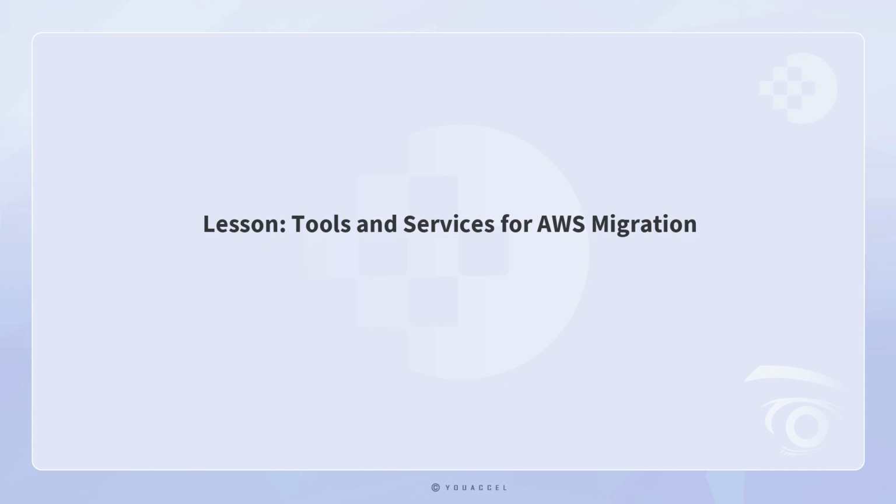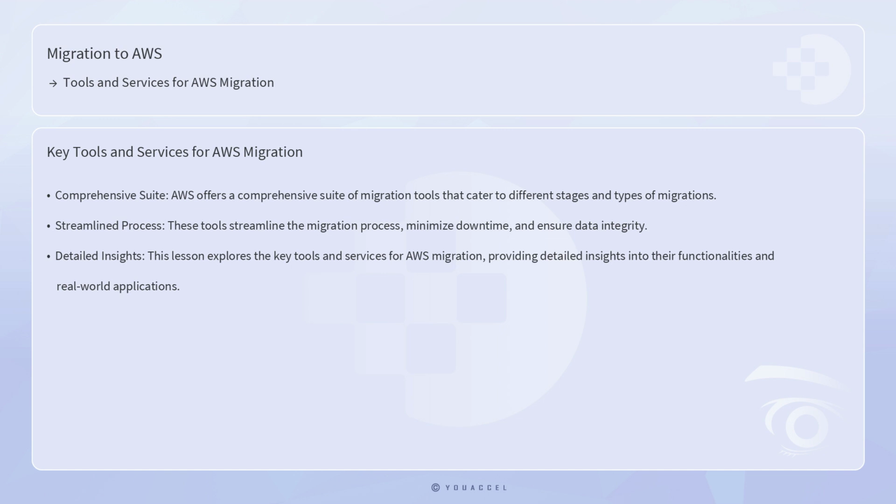Lesson: Tools and Services for AWS Migration. Migrating to Amazon Web Services involves leveraging a variety of tools and services designed to ensure a smooth transition and integration process. AWS offers a comprehensive suite of migration tools that cater to different stages and types of migrations. These tools streamline the migration process, minimize downtime, and ensure data integrity. This lesson explores the key tools and services for AWS migration, providing detailed insights into their functionalities and real-world applications.